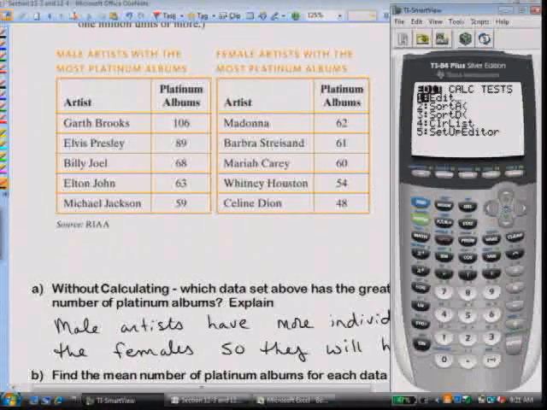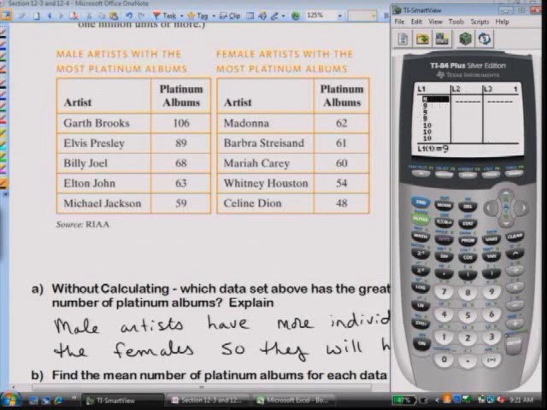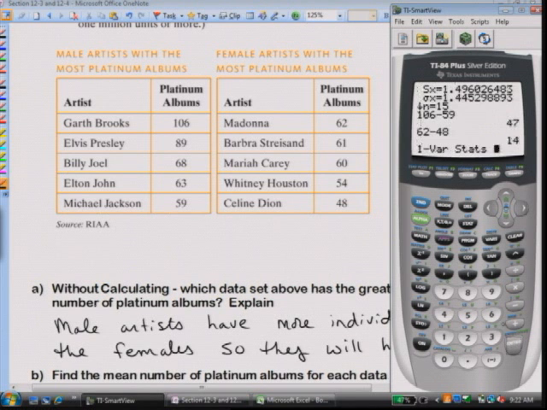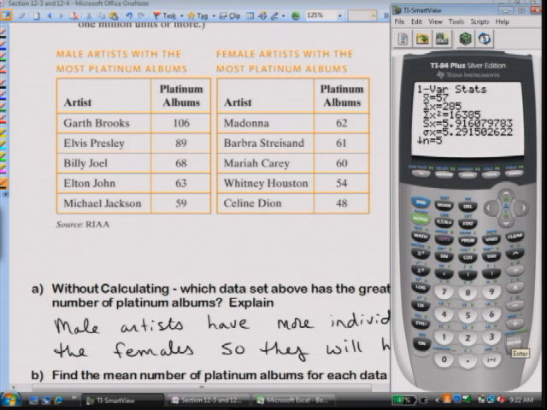So if I do stat and then choice 1 to edit, up 1 and then clear and then down. If I do 62, 61, 60, 54, and 48, and then I do stat, over to calc, choice 1 is already highlighted, so I'll select that by pressing enter, and then second L1, second on the 1 button to get L1, and I hit enter, and I do get the same standard deviation of 5.91.